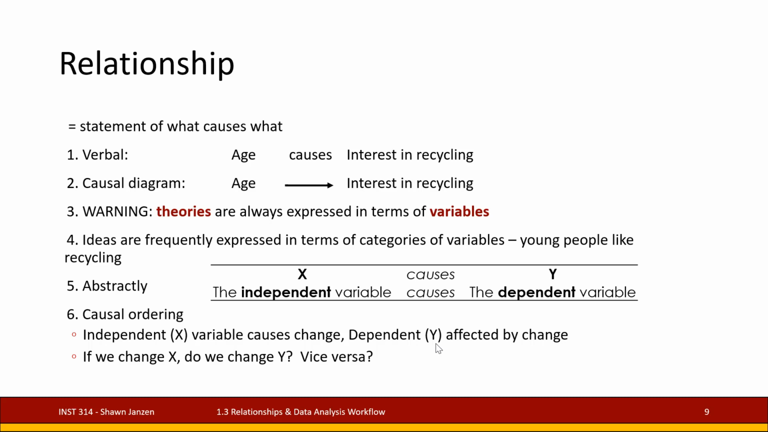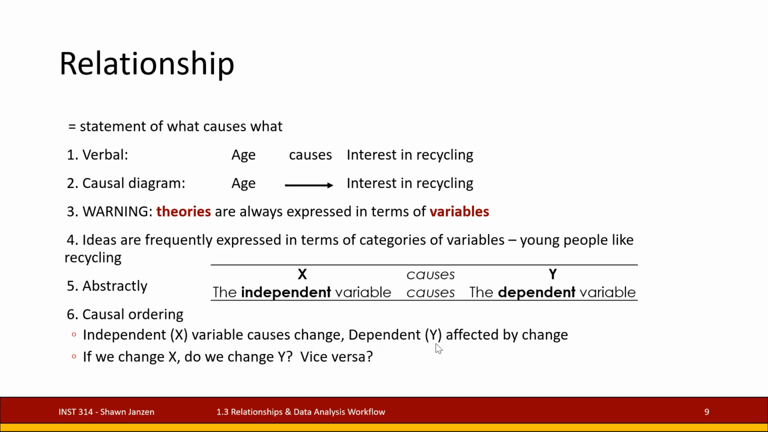So again, I just need to reiterate and reaffirm, theories are always expressed in terms of variables, right? We're backing up that age could vary, younger or older, and how much you have an interest in recycling could vary: some, not at all, a little, quite a bit. Those are the things that we are varying, and we're saying that one variable influences the other is the theory itself. Then we can talk about these things abstractly, right? We can talk about how the variable x causes the variable y.